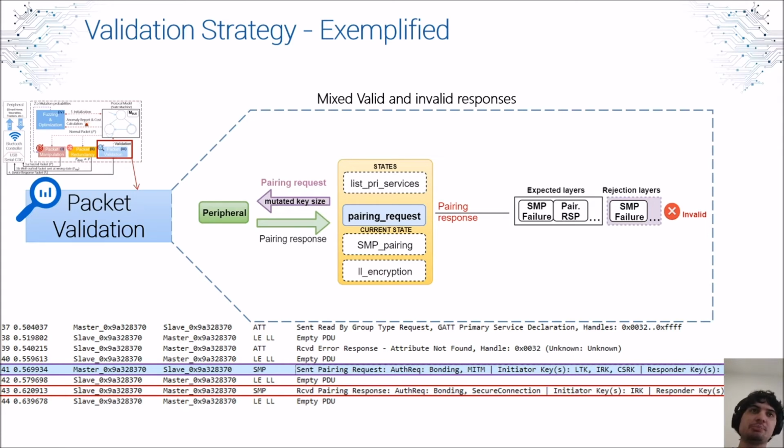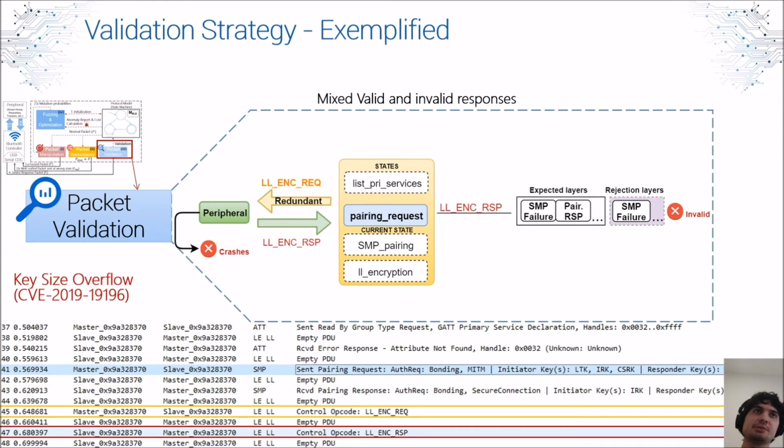But one more problem arises because in the same state, the packet redundancy block triggers by sending a previous packet from the history, an encryption request. Because we are not finishing the pairing request and this packet is not supposed to be sent in this order, this also yields another anomaly as the peripheral cannot respond to this request. And this is what happens with the key size overflow vulnerability of one of the peripherals: it crashes after this sort of sequence, where we have the mutation followed by an out of order packet.